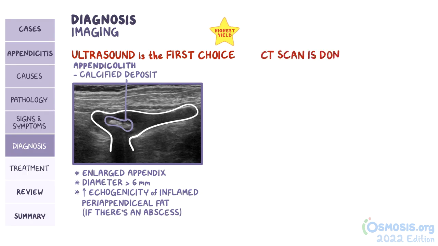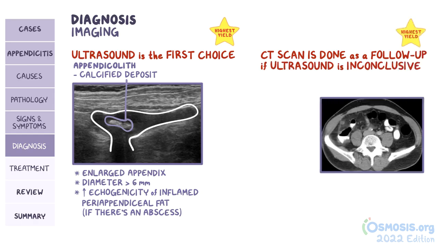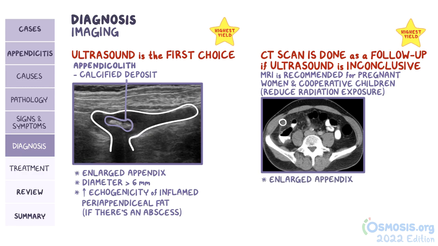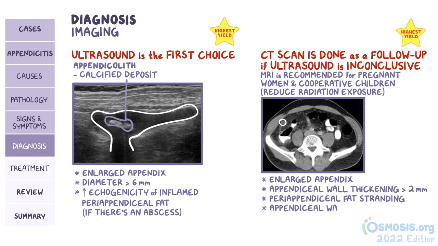A CT scan is done as a follow-up if the ultrasound is inconclusive. MRI is recommended over CT in pregnant women and children who can cooperate to minimize radiation exposure. Common findings include an enlarged appendix, appendiceal wall thickening of more than 2 millimeters, periappendiceal fat stranding, appendiceal wall enhancement, and there may also be evidence of an abscess.